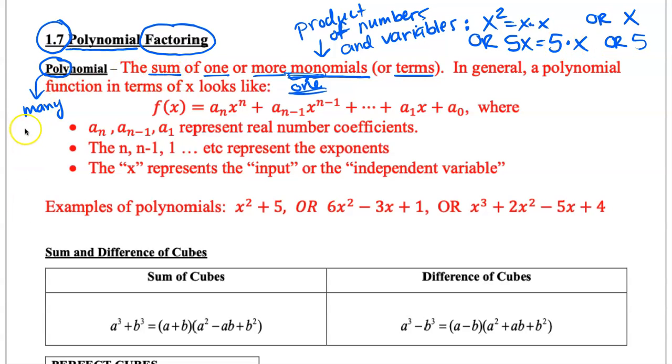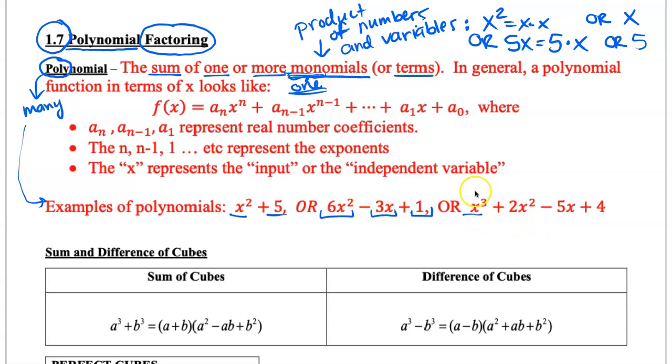Take a quick look down here at the examples I have. So maybe x squared plus 5, right? I'm adding this product of x and x with this single number. So this one here is a polynomial, one or more monomials. Here I have a product of numbers and variables minus another product of a number and a variable plus another number. So this would be a polynomial with 3 terms. Because I'm adding and subtracting them, it's a polynomial. Here I have 4 terms.